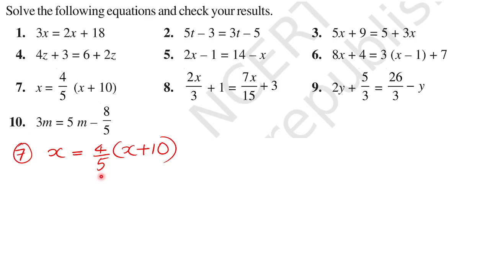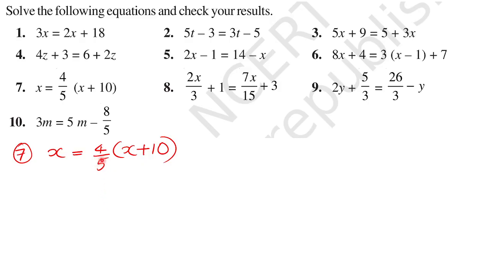I told you that if there is a fraction, 4 by 5 is a fraction. If there is a fraction, like 4 by 5, 2 by 3, 1 by 5, removing the fraction is the first priority. In any question, there are plenty of questions having fractions.